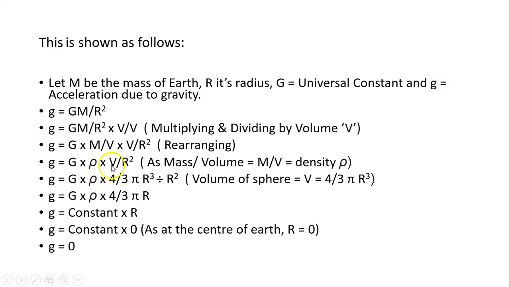Further, we substitute the volume of sphere, v is equal to 4 upon 3 pi r cube. And finally, we get G into density into 4 upon 3 pi r, the cube and the square being cancelled. G into density into 4 upon 3 pi is a constant. So g is equal to constant into r. As at the center of earth, the radius is equal to 0. Therefore, g is equal to constant into 0 and hence g is 0.